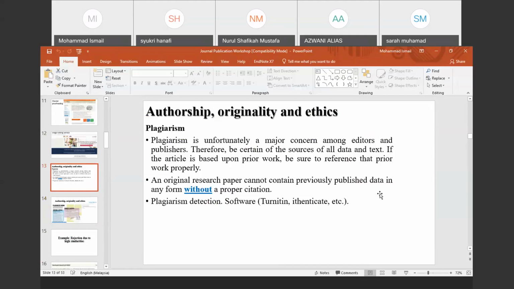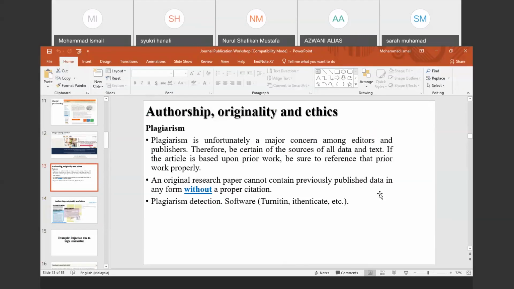Okay, if you are to use others' work, for example, actually for the review paper, normally we use others' data. We use data, or a graph or table from the other work. Okay, we must cite the author that published that work.